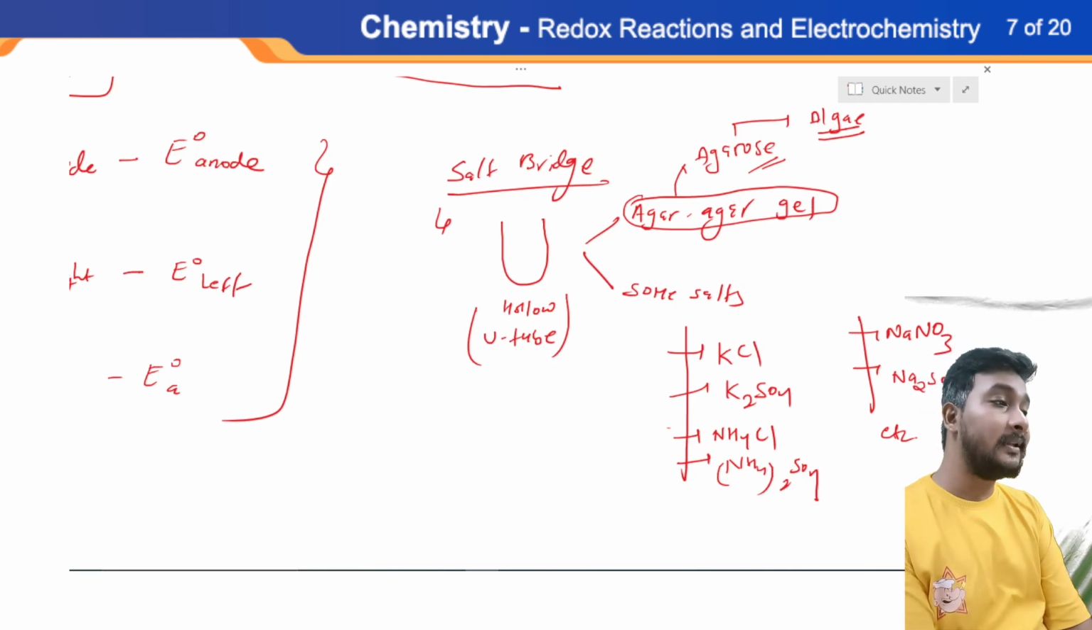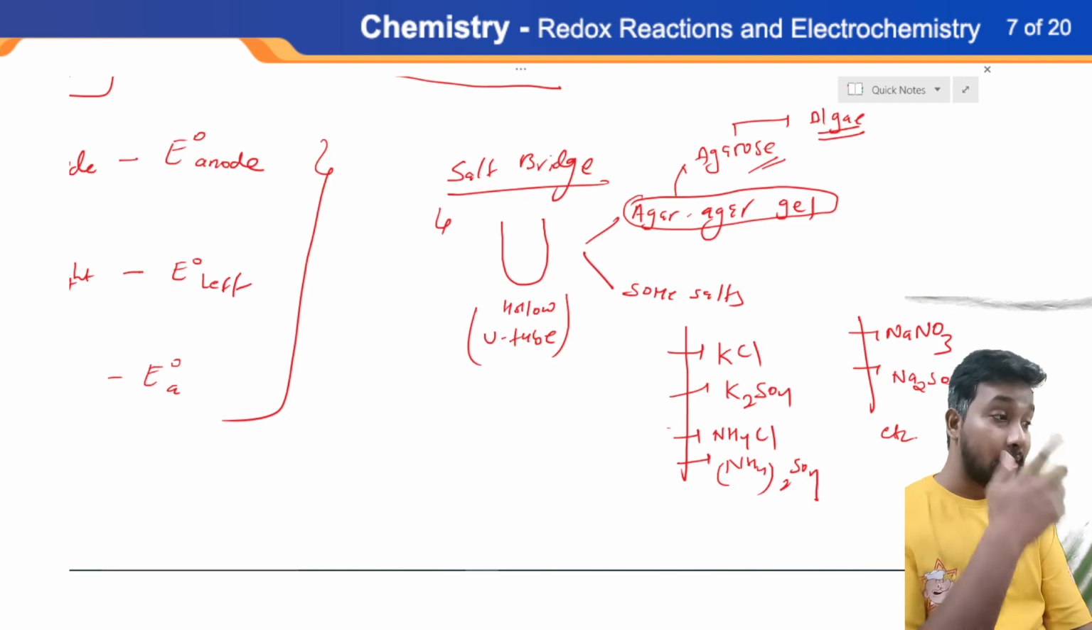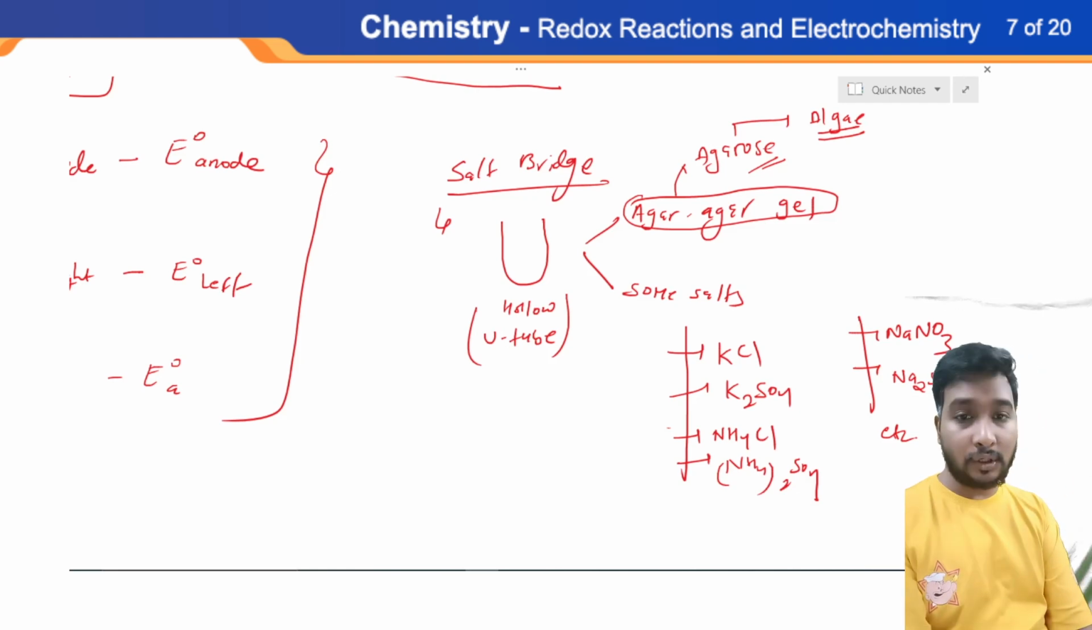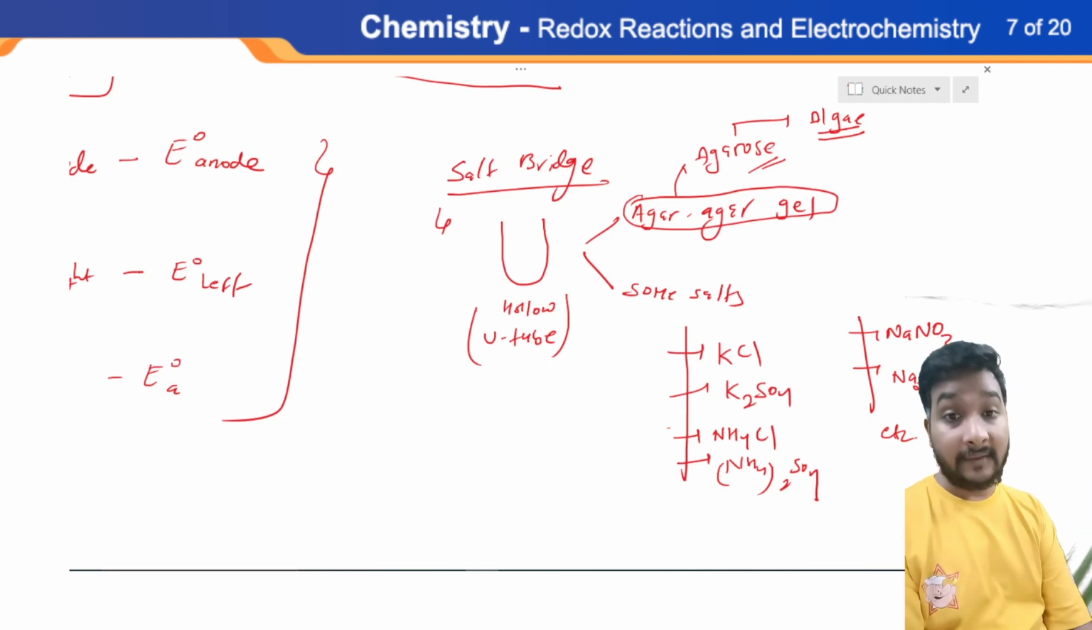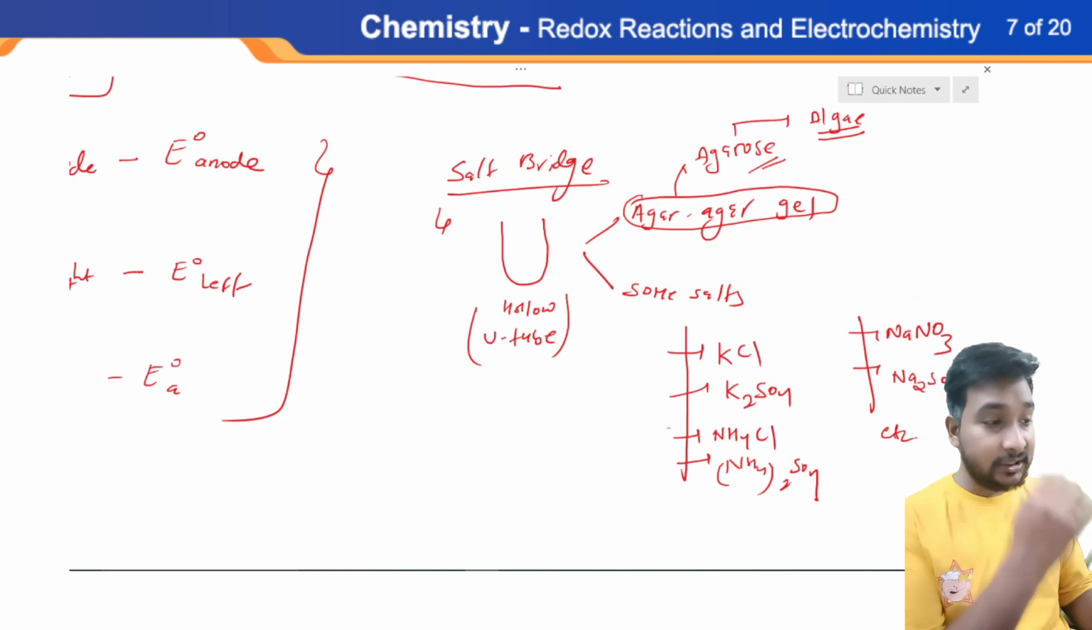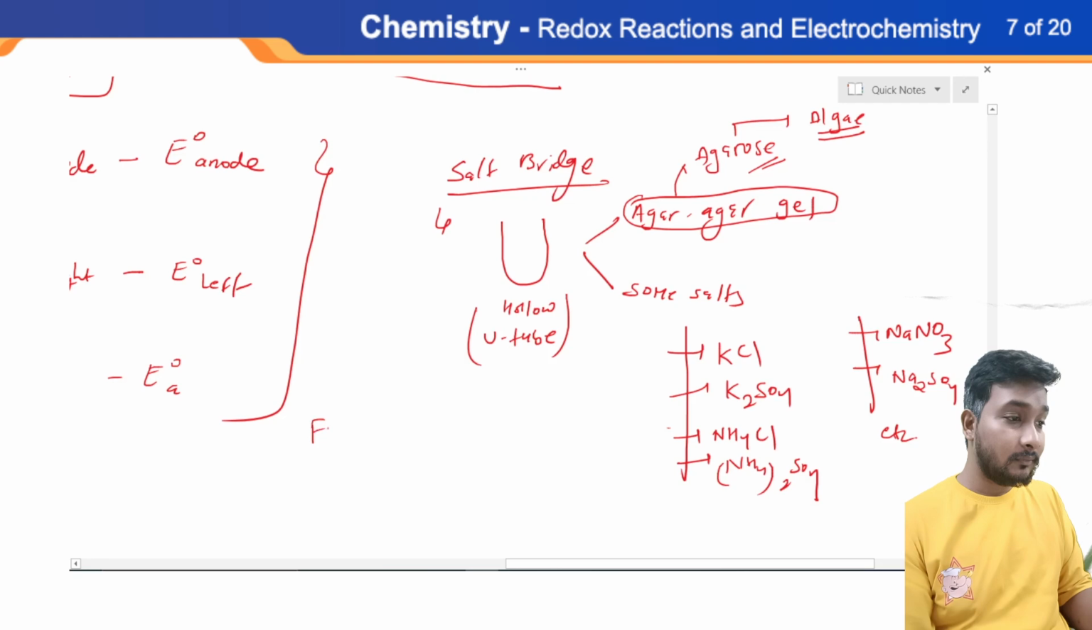So whenever we obtain the agarose gel, we have to mix this agarose gel with these kinds of salts and prepare a mixture. After that, we have to fill that hollow tube with this agarose gel having some salts, and we can create a salt bridge. Now, what is the function of salt bridge? What is the function of salt bridge?